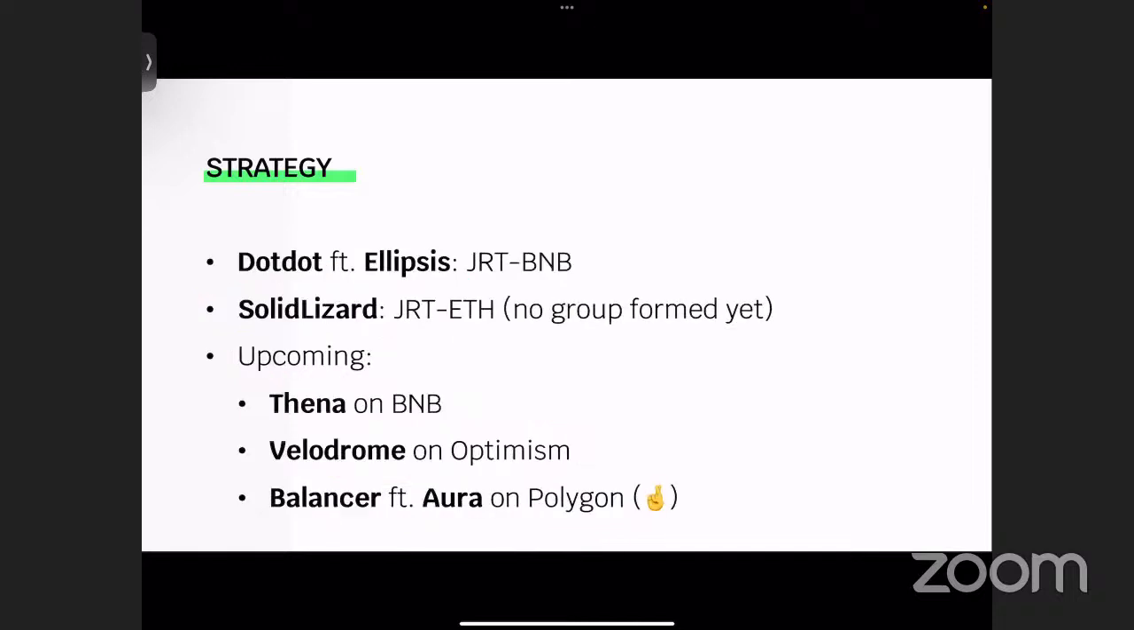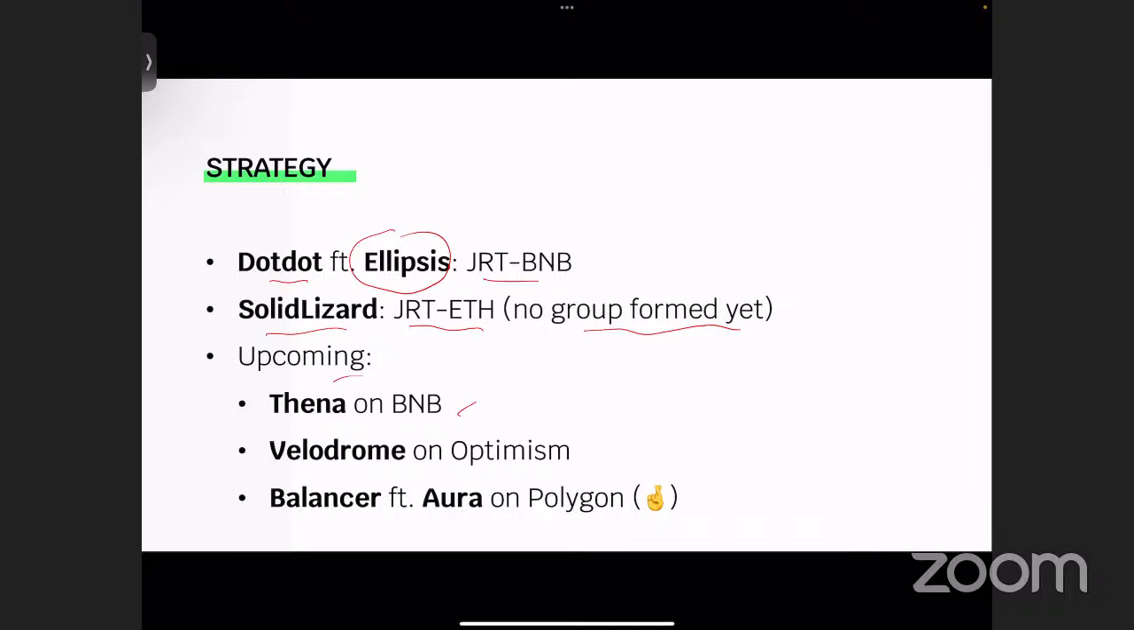Where can you do this strategy? For now, you can do it on DotDot, which is actually built on top of Ellipsis, with the GRT-BNB pair. You can do it on Solidlizard, GRT-ETH. This is on Arbitrum. There is no group formed yet, but we are going to form a group this week.